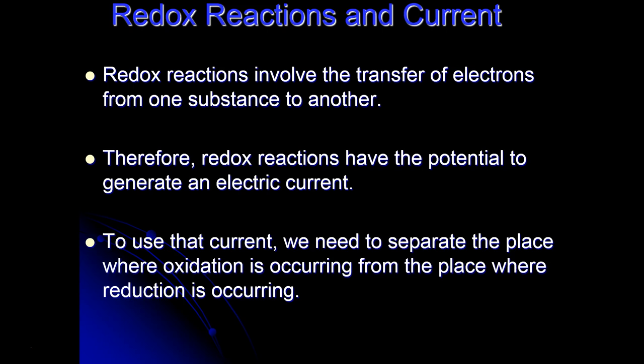Now, we're going to want to use this current. Think about all the stuff that you're currently surrounded by that requires power. Your phone, maybe a computer, maybe you're sitting near a lamp. There's a lot of stuff. We're going to need to separate the place where the oxidation occurs from the place the reduction occurs, because we're going to want to actually capture the current somewhere in between.